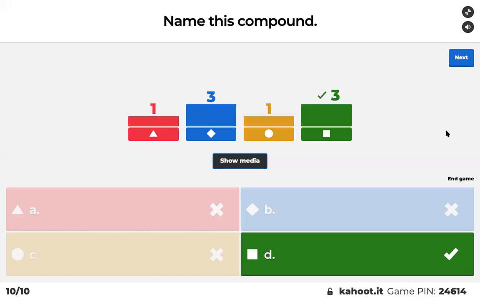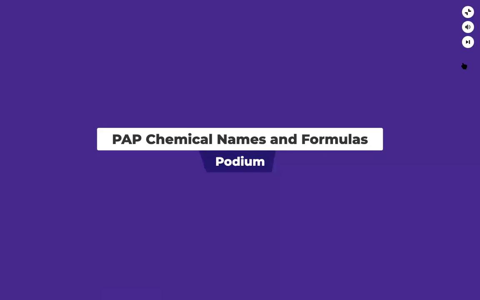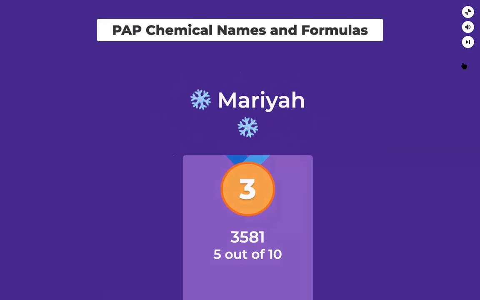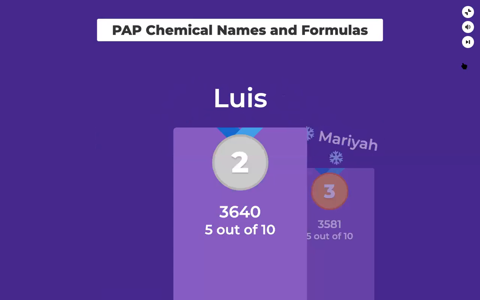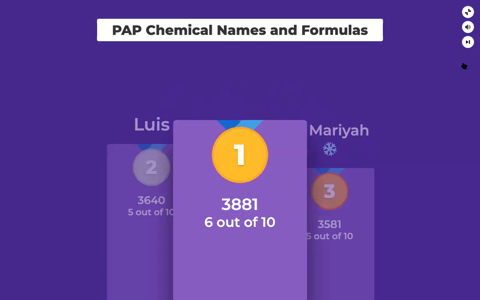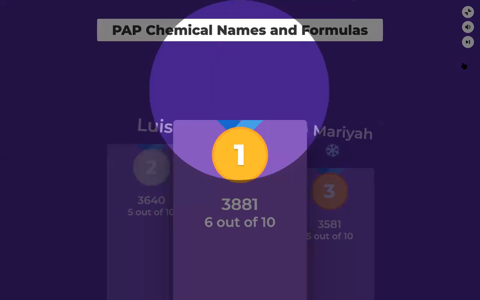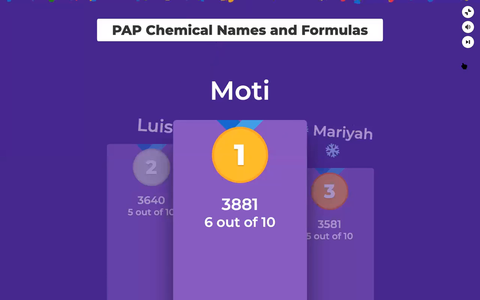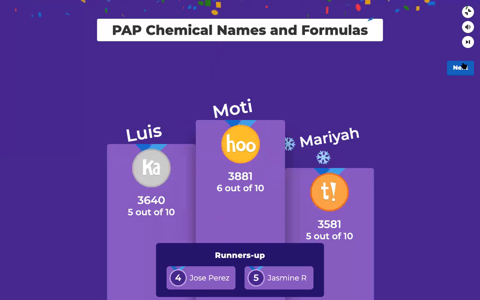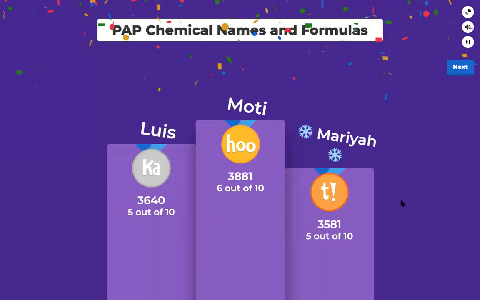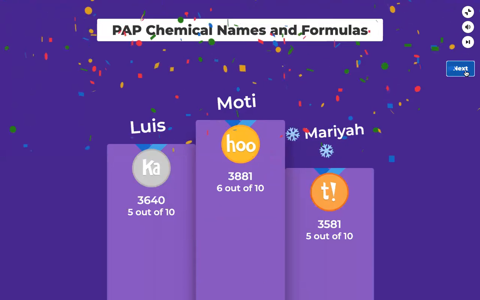Okay. All right, let's see who won. Hey, Mariah. Hey, Luis. There we go. Who is it? Who's it gonna be? Hey, Cody. We got Jose and Jasmine R for our runner-ups. All right.